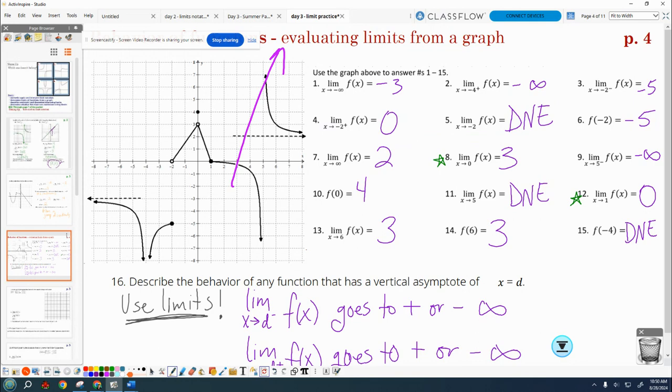You're telling me the x value. I don't want the x value. Which question are we on? 7. Thank you. So when x goes to infinity, where's the y value? Well, it's looking like it's settling down, it's at 2.